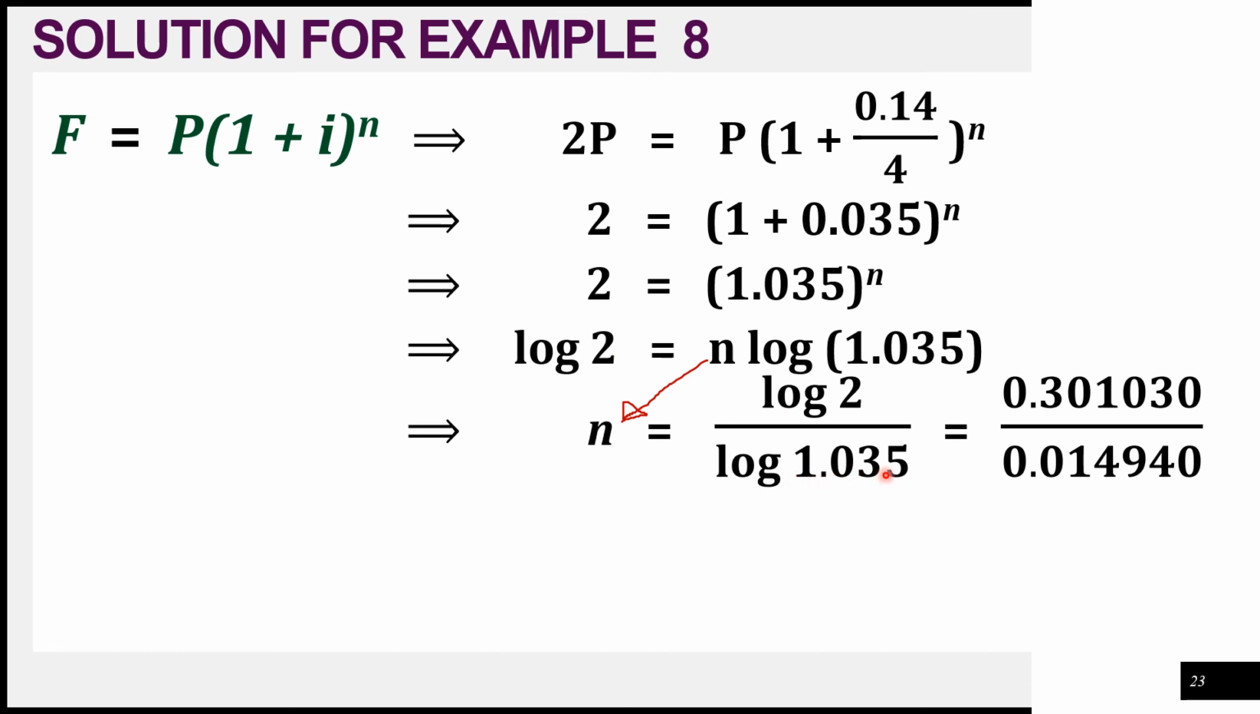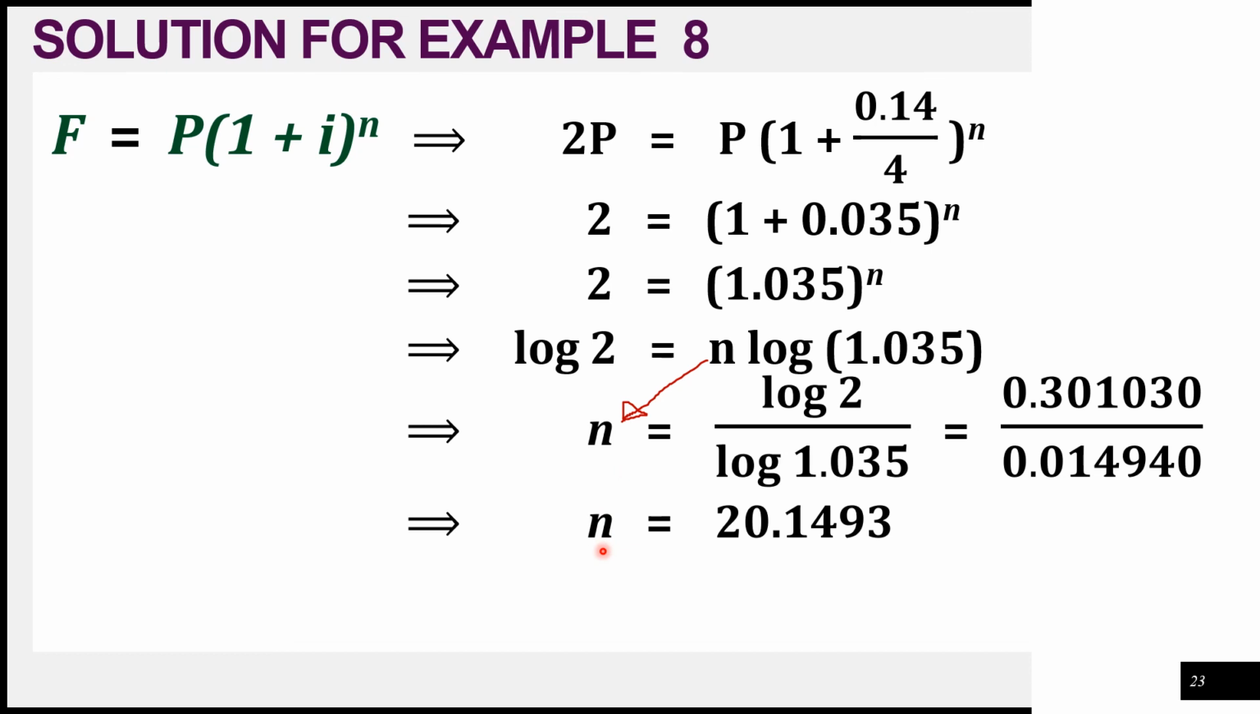Using your calculator, you solve for the values of these two. We have logarithm of 2 is equal to 0.301030. For this one, I rounded off the value to 6 decimal places. And then logarithm of 1.035 is equal to 0.014940. Again, this was rounded off to its nearest 6 decimal places. Then we divide these values right here. We get 20.1493 for our value of n.